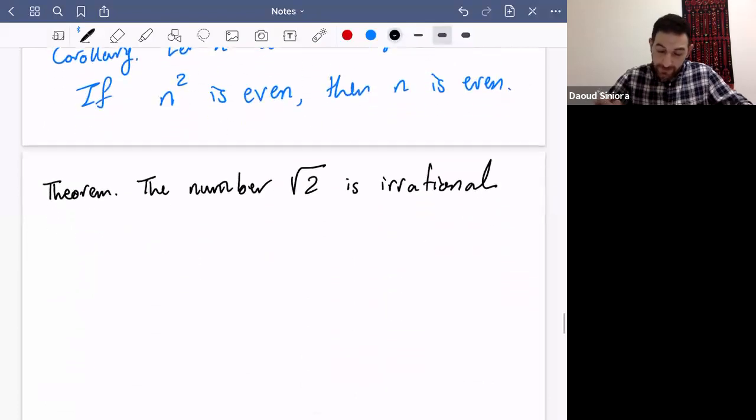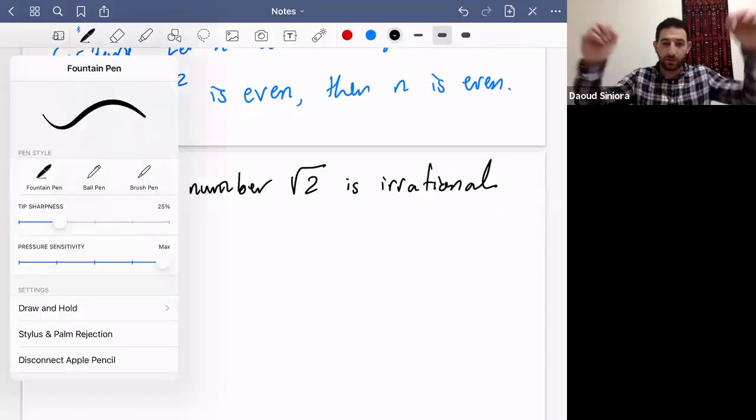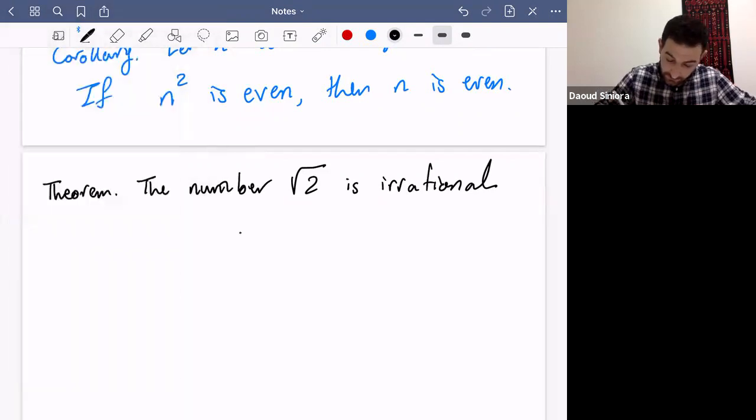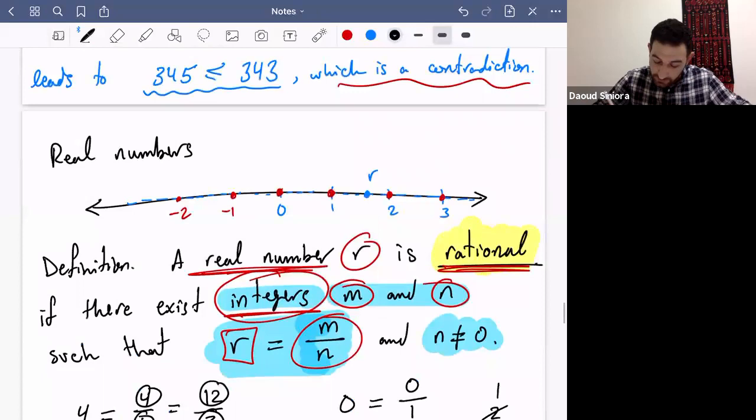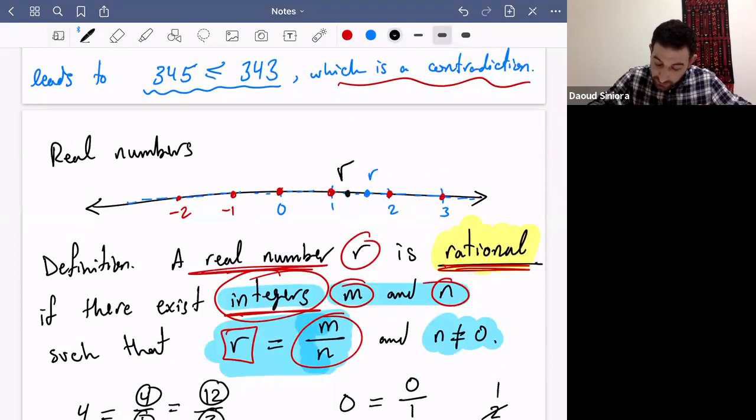Okay, so let's start proving our main theorem. Proof. We want to prove that square root of 2 is an irrational number. Okay, what is square root of 2? It's a real number with the property that when we square it, we get 2. So it is like some real number here, say square root of 2, and it has the property that when you multiply square root of 2 by square root of 2, you get 2. Okay, this is the property of square root of 2.